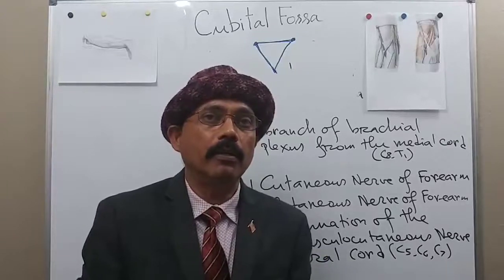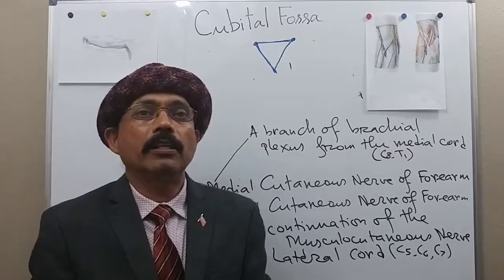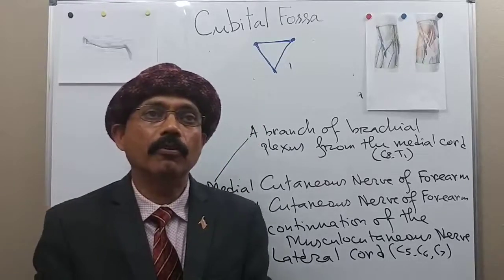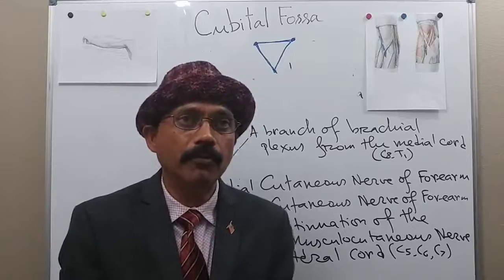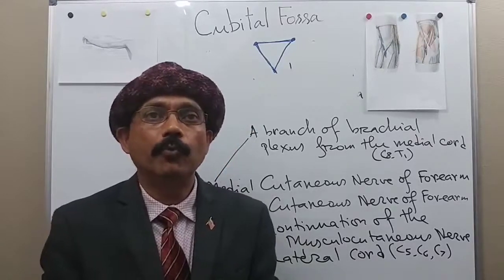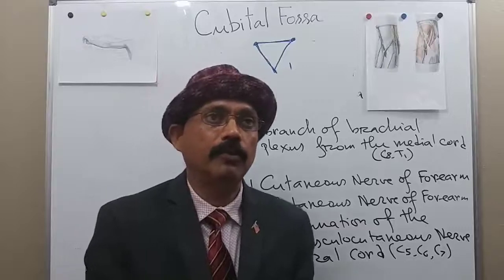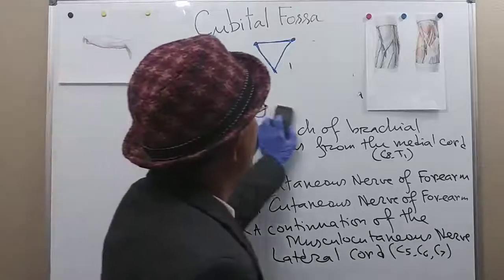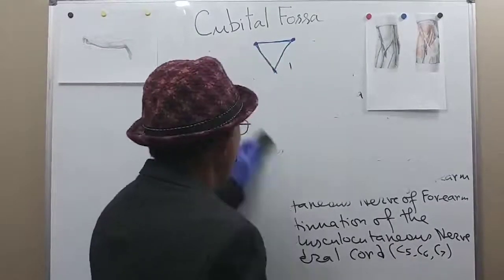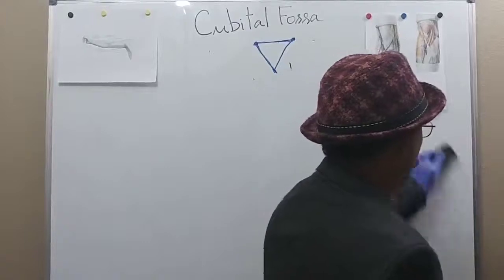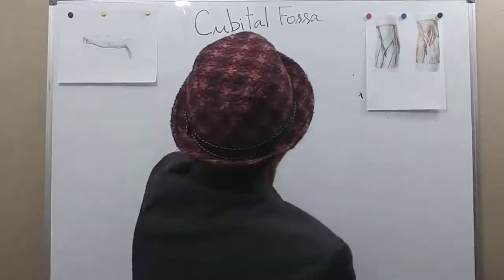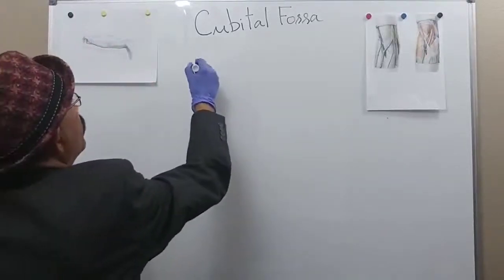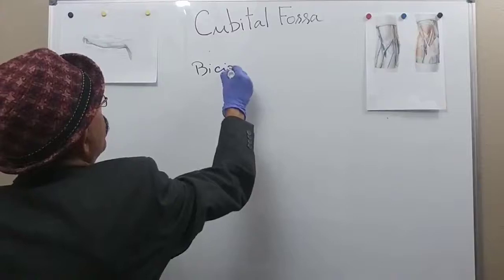We have the medial cutaneous nerve of the forearm, lateral cutaneous nerve of the forearm, and median cubital vein. These are the contents of the roof of the cubital fossa. They are located in the superficial fascia. Then another content of the roof is the bicipital aponeurosis.